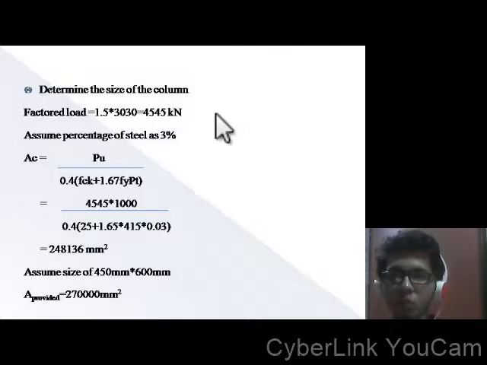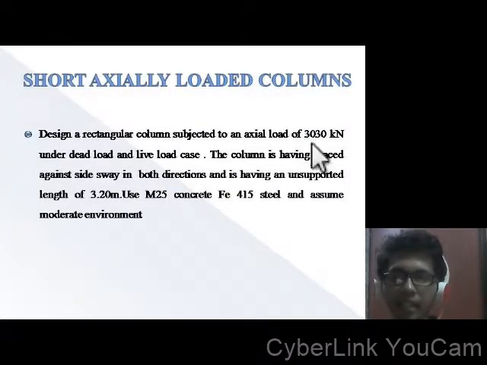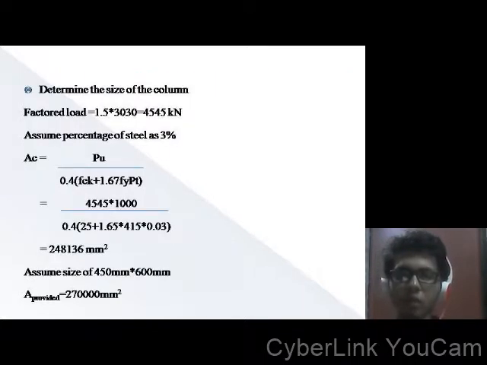Now, for the first step of the design of the column, we have to determine the size of the column. In order to determine the size of the column, we will assume a factored load. We find out the factored load. Factored load is just 1.5 into the axial load. The axial load is 3030. That is 1.5 into 3030, which will give you 4545 kilonewton.